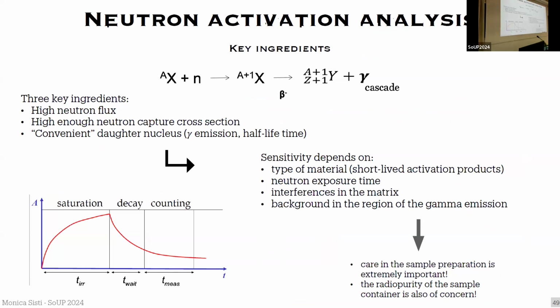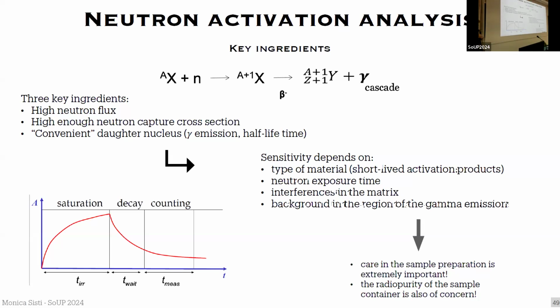And then you need to have a convenient daughter nucleus. What does it mean? It means that it has to have a half-life that is not too short and not too long, otherwise it makes no sense to do all this business. And that the gamma emission happens in a region of the energy spectrum where the background of your gamma spectrometer is not too high. And the sensitivity depends on the type of material, on the neutron exposure time, on interferences in the matrix.